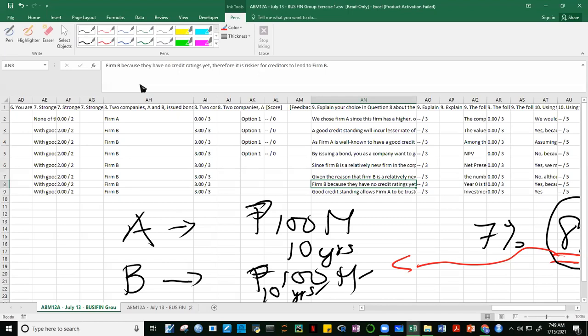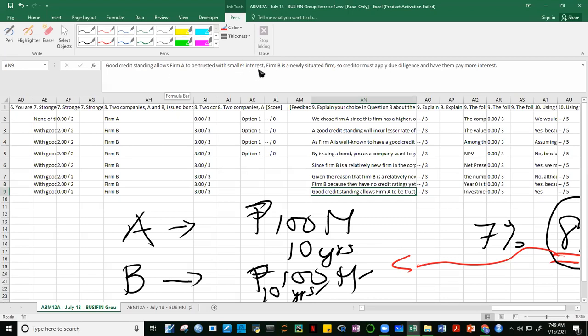Next. Firm B, because they have no credit ratings yet. Maybe it does have a credit rating, but lower. A is more stable, so its credit rating is better. It is riskier. This is correct. This is what we're saying: it's riskier for creditors to lend to Firm B. This is correct, it really captured the core concept. Good credit standing allows Firm A to be trusted with smaller interest.